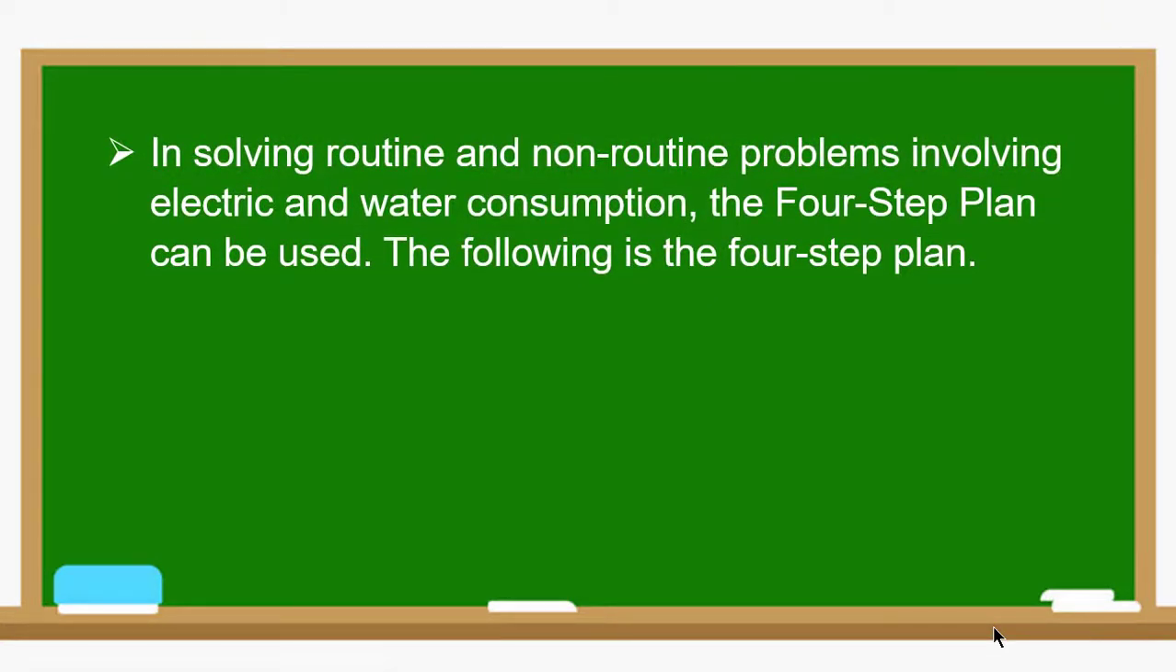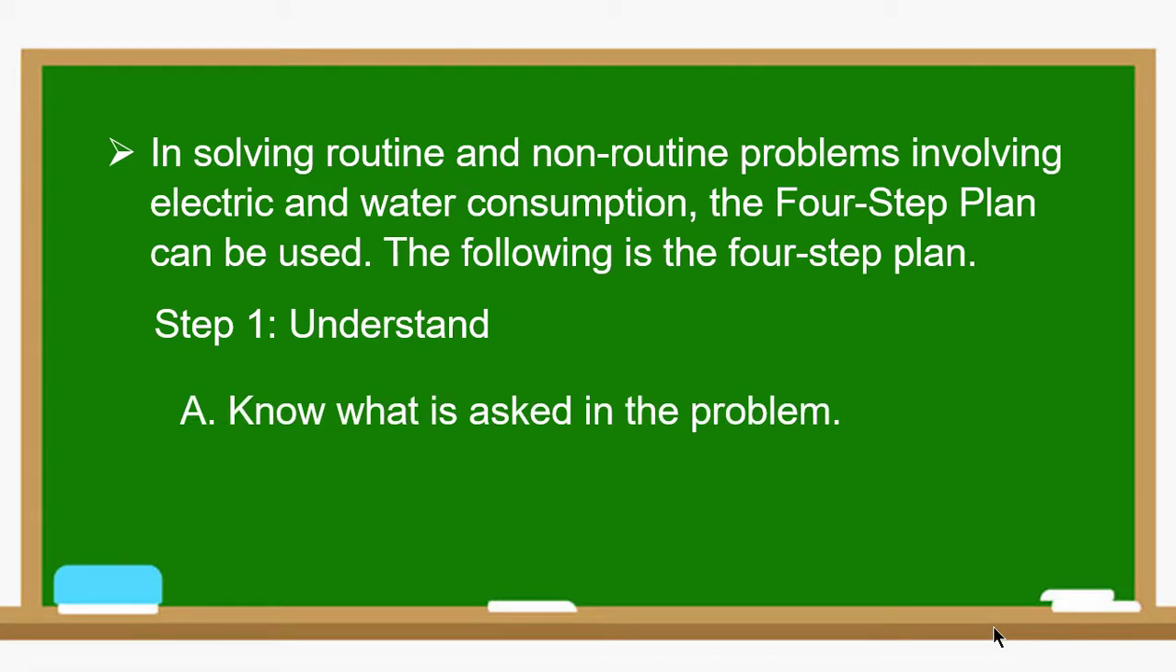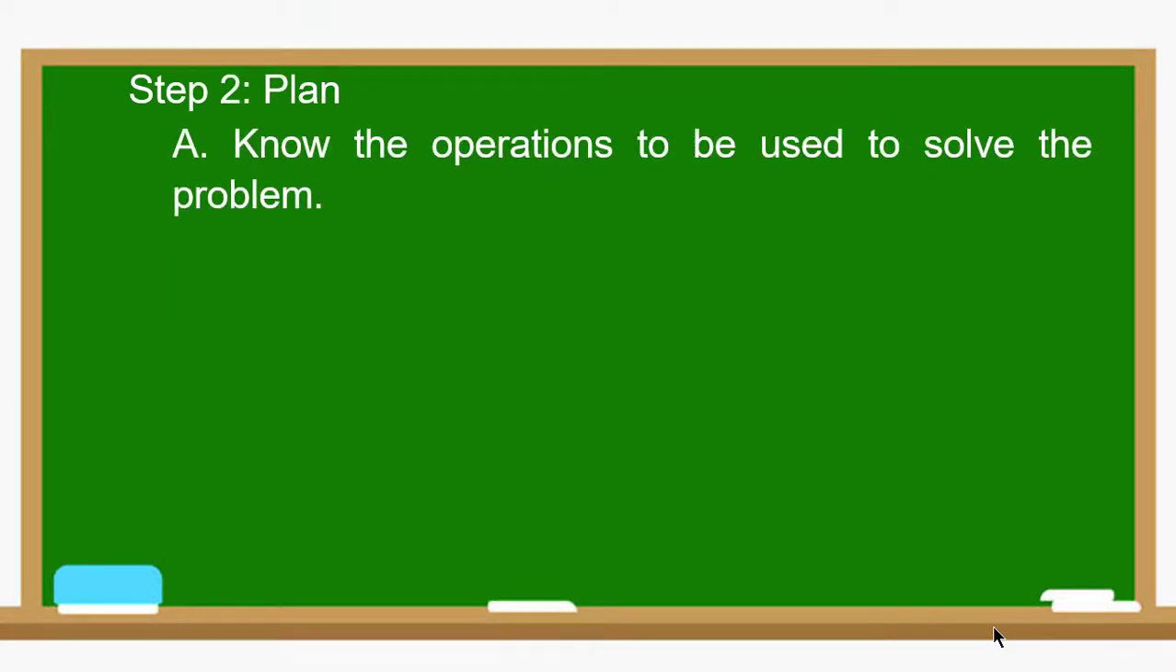In solving routine and non-routine problems involving electric and water consumption, the 4-step plan can be used. The following is the 4-step plan. Number 1, understand. Know what is asked in the problem. Know the given facts. Step 2, plan. Know the operations to be used to solve the problem.